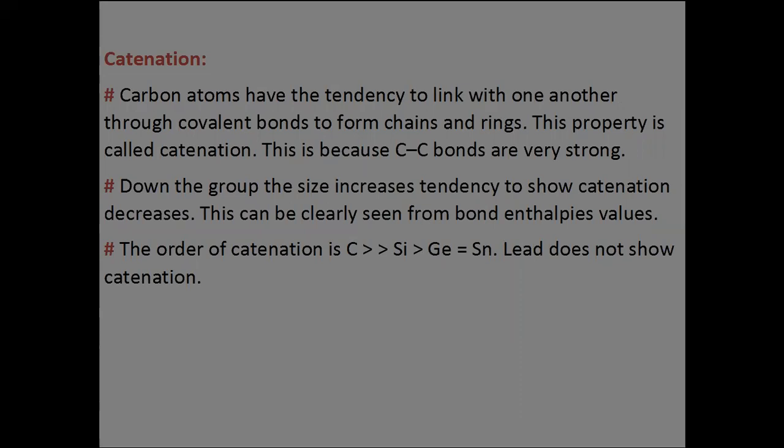Catenation. Carbon atoms have the tendency to link with one another through covalent bonds to form chains and rings. This property is called catenation. This is because C-C bonds are very strong. Down the group, as the size increases, the tendency to show catenation decreases.